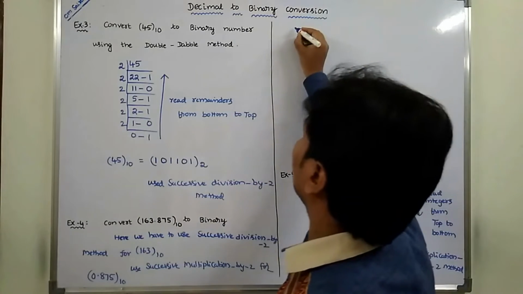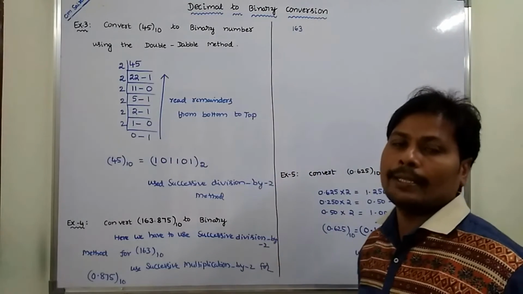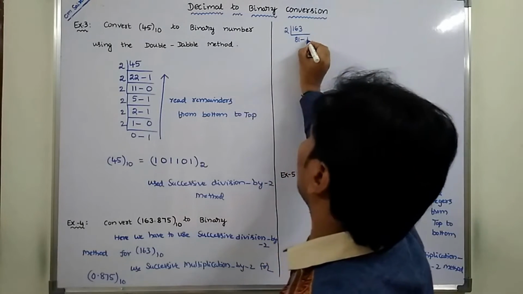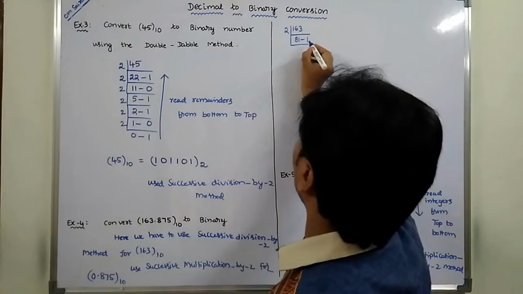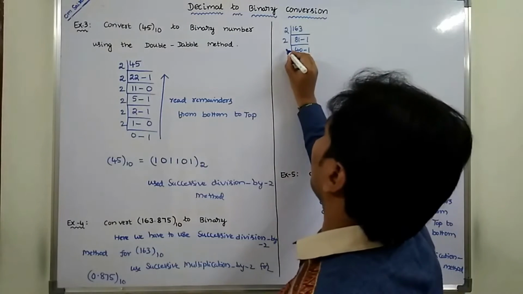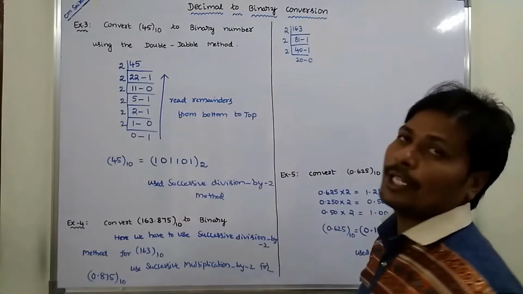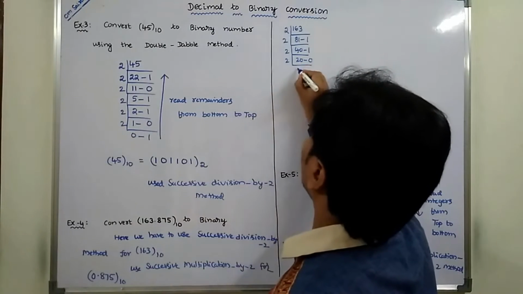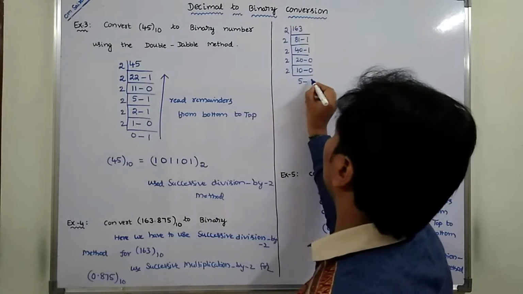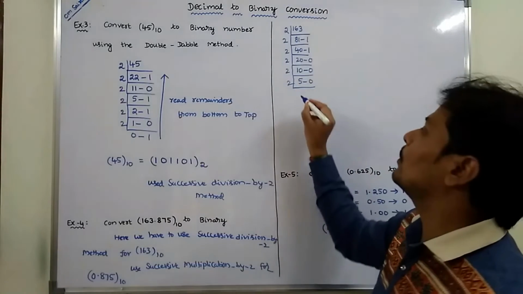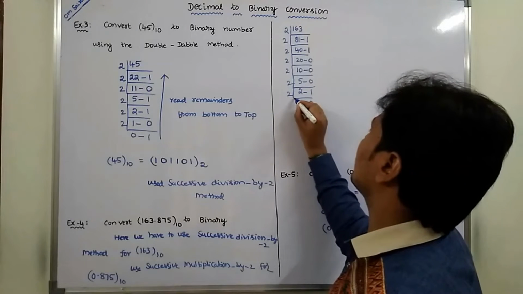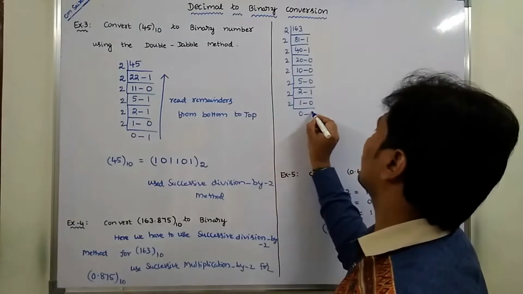Now we take the decimal integer number 163. 2 divides 163, 81 times, remainder is 1. 2 divides 81, 40 times, remainder 1. 2 divides 40, 20 times, remainder is 0. 2 divides 20, 10 times, remainder is 0. 2 divides 10, 5 times, remainder is 0. 2 divides 5, 2 times, remainder is 1. 2 divides 2, 1 time, remainder is 0. 2 divides 1, 0 times, remainder is 1.